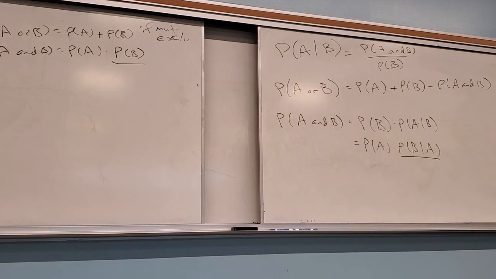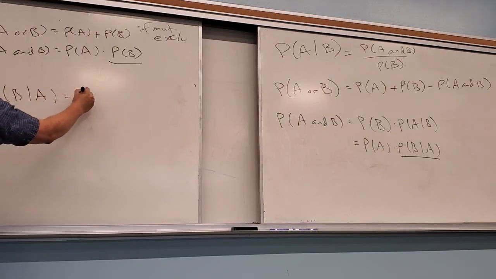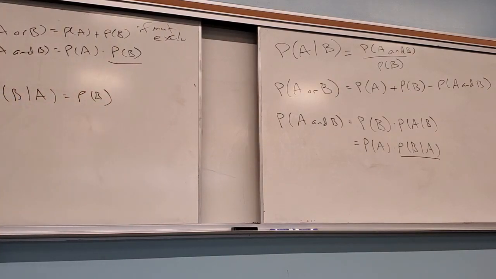So let's really analyze that for a second. Probability of B given A equal the probability of B. What would that mean? That would mean that A happens. Does the probability of B change? A happens, and the probability of B, does it change? No. So what would that mean? Do they care about each other? No, they don't care about each other, right?